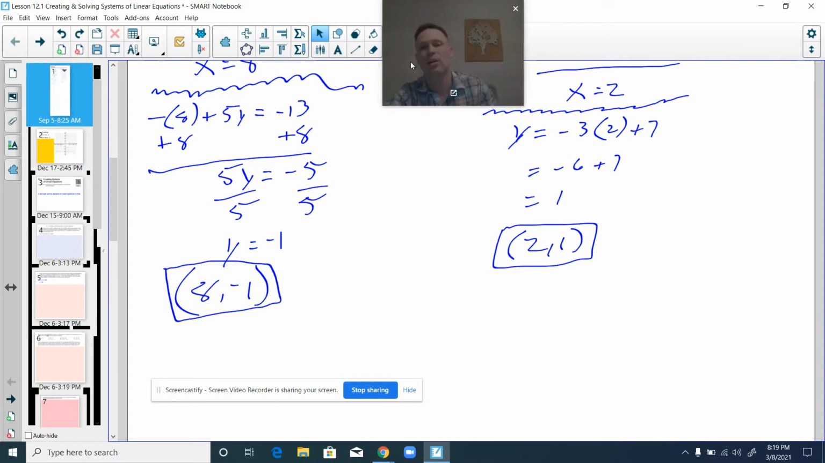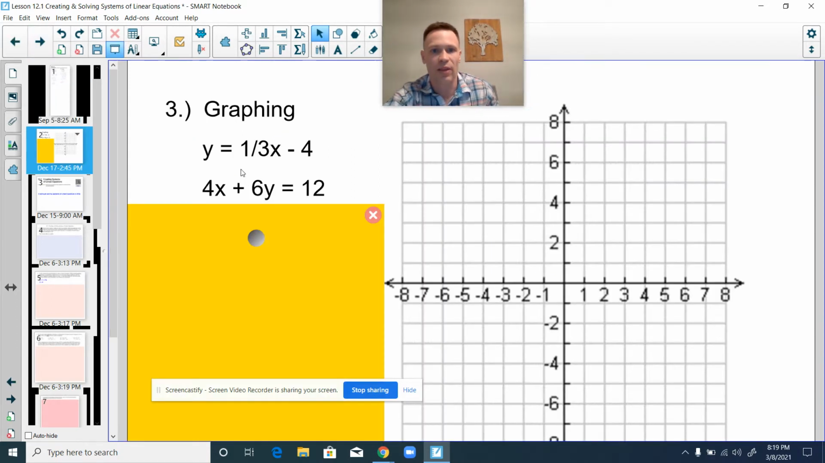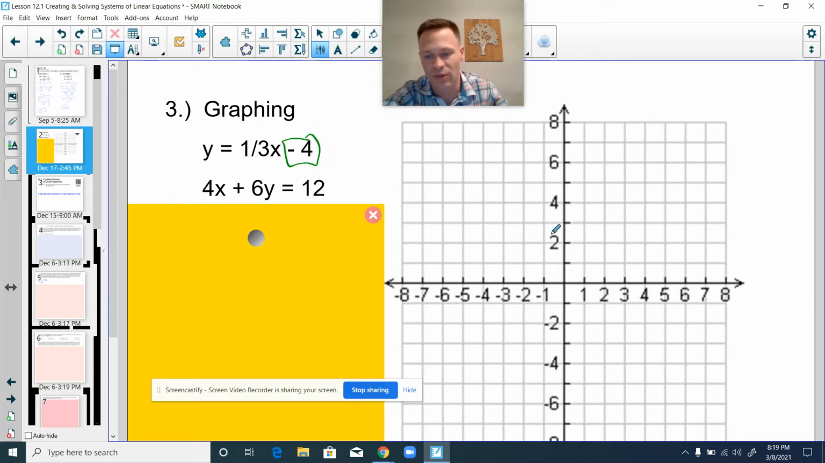Remember, this is where, if we were to graph, these two lines would intersect. And then the last warm up here, this is the graphing one. This is the third method that we've talked about for solving system of equations. I'm going to do this one with you. So the y-intercept for this one, remember, is the number all by itself. So that's -4.